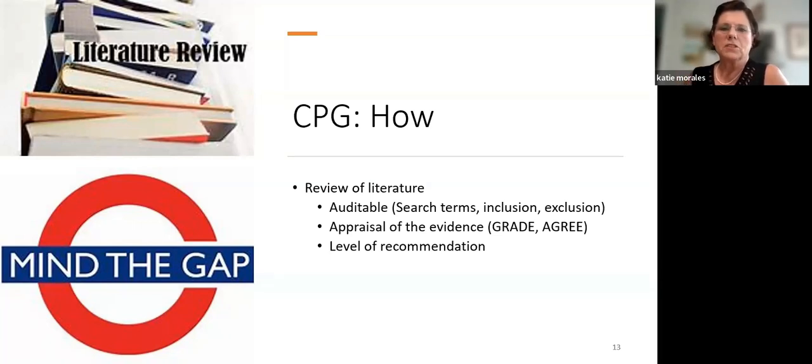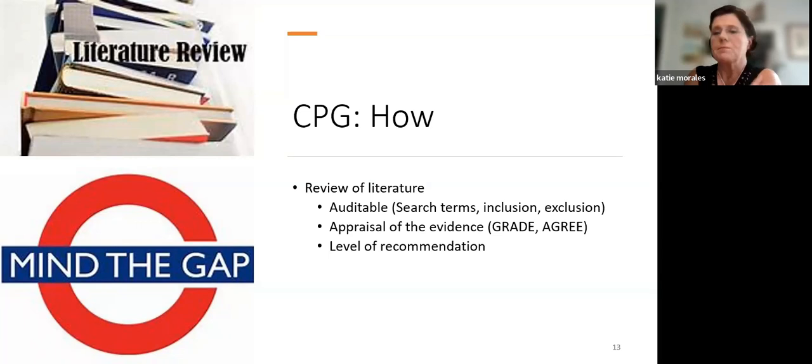We want to make sure the literature review is auditable, that we know what search terms they used, what databases they searched, and what their inclusion and exclusion criteria are for the data they're going to pull into the clinical practice guideline. And then once they pick the data they're going to include, we need to know how they appraised the evidence.